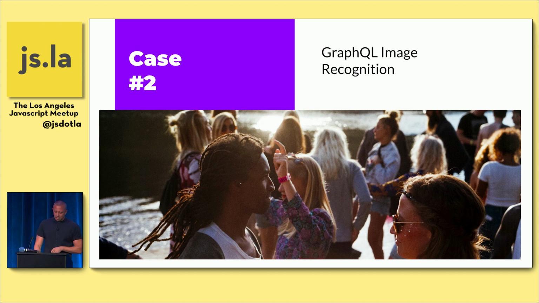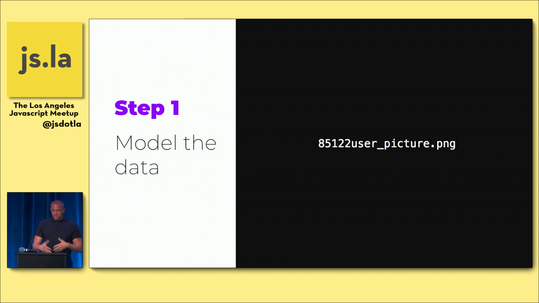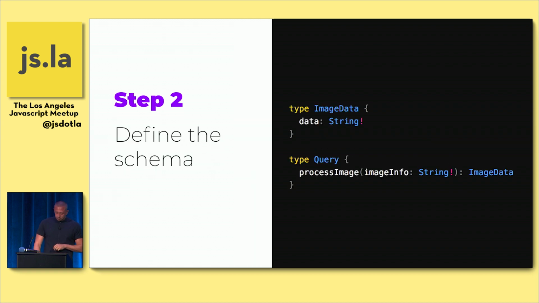It's called Rekognition. And what I ended up doing was modeling the data first, and that's pretty simple. All you are going to be using is a reference to the location of the image. So for the GraphQL schema, we ended up using just a string. And for the image data, that's the string.